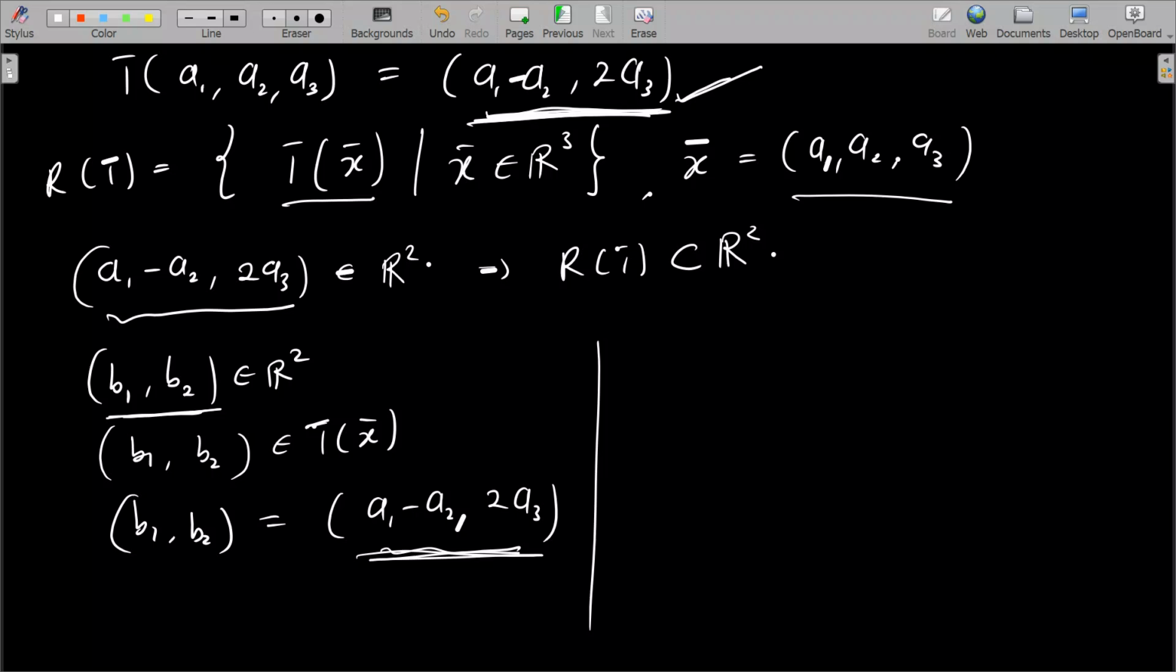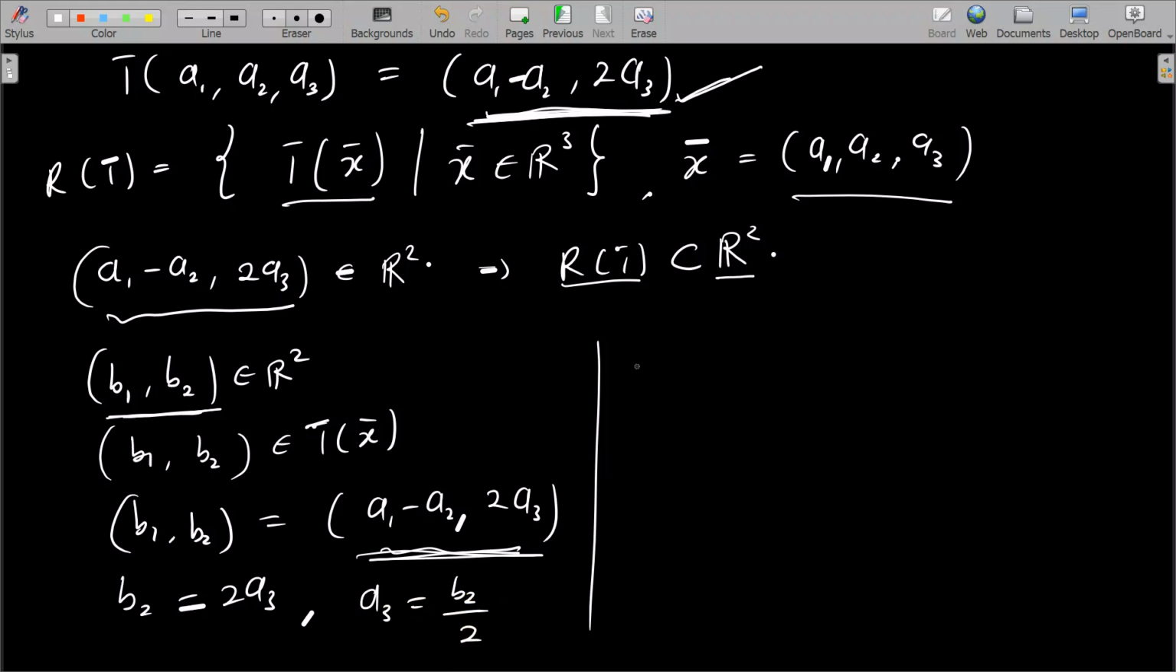And in that case, if the range of T is a subset of R2 and R2 is also a subset of the range of T, then it means the range of T is R2. Right? That's what we want to find. So if that is the case, then b2 should be equal to 2a3. So for every 2-dimensional vector you pick, a3 can be written as b2 over 2.